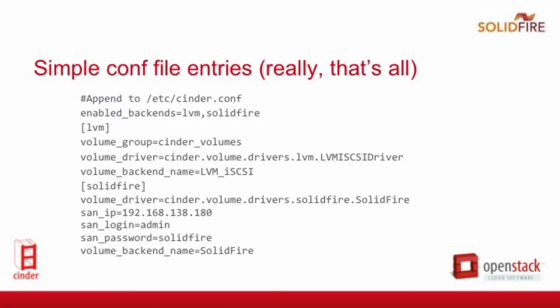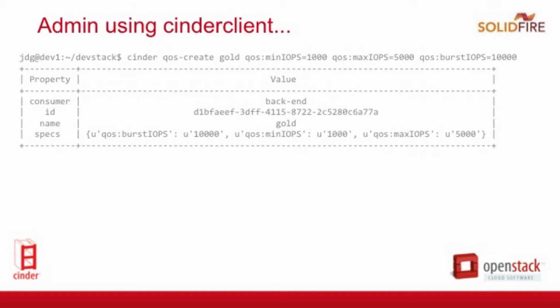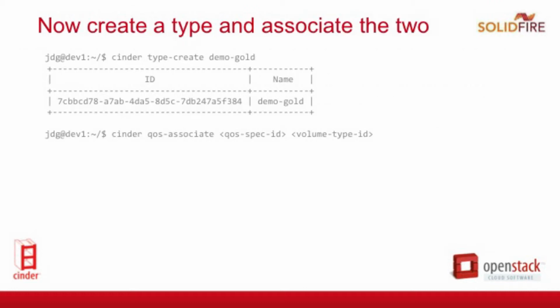So there's basically 4 lines if you don't include the header. You just tell it, this is my driver. This is where the endpoint is. That's the SAN IP. And these are the credentials I want to use. And that's it. It's now configured. It's now added in. You can now use it. You create a QoS spec. You create that setting, give it a name, give it the values that you want, and you're done. There's your setting. So you create the QoS setting, then you create a volume type, and then you associate the QoS setting to that volume type.